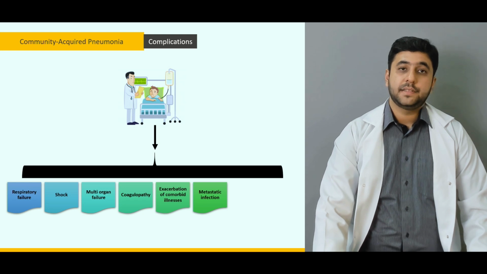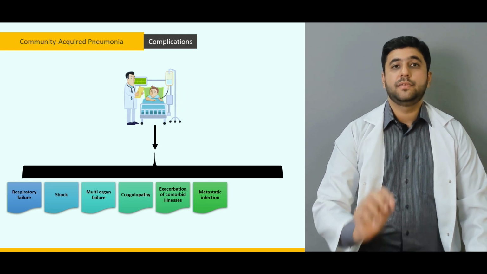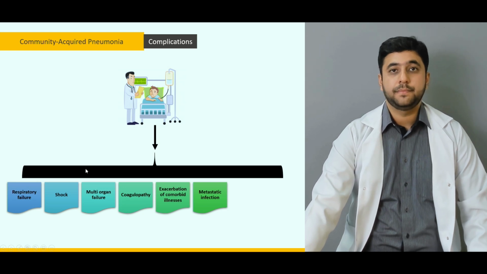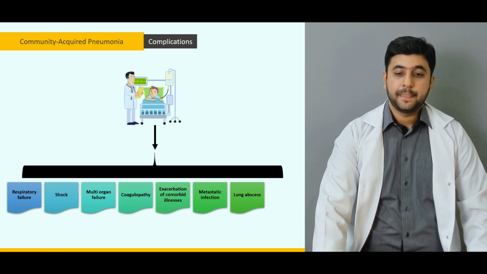There can be a metastatic infection. The foci of the bacteria in pneumonia can go all the way from the lungs to various parts of the body. It can go to the adrenals, which can lead to shock or reduced blood pressure or reduced hydration status of the patient.